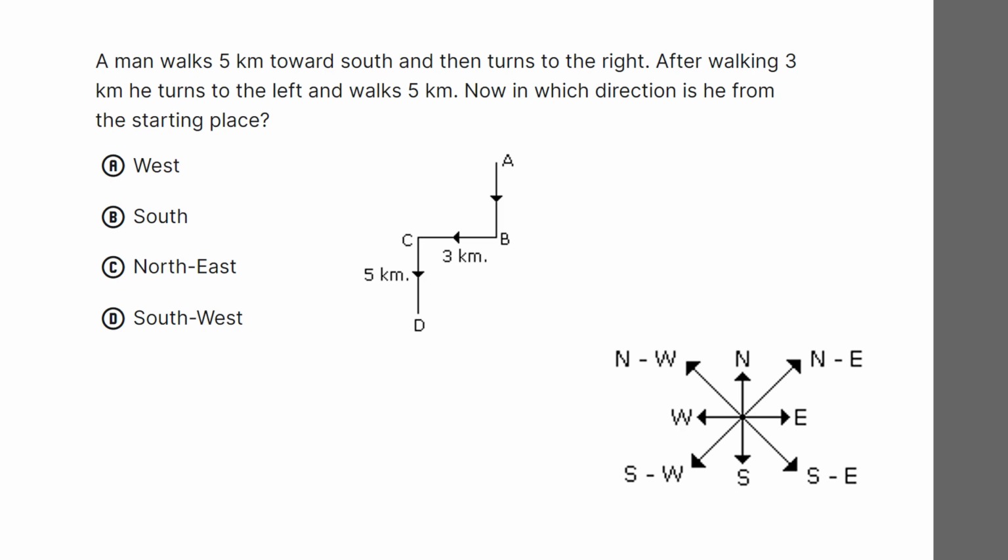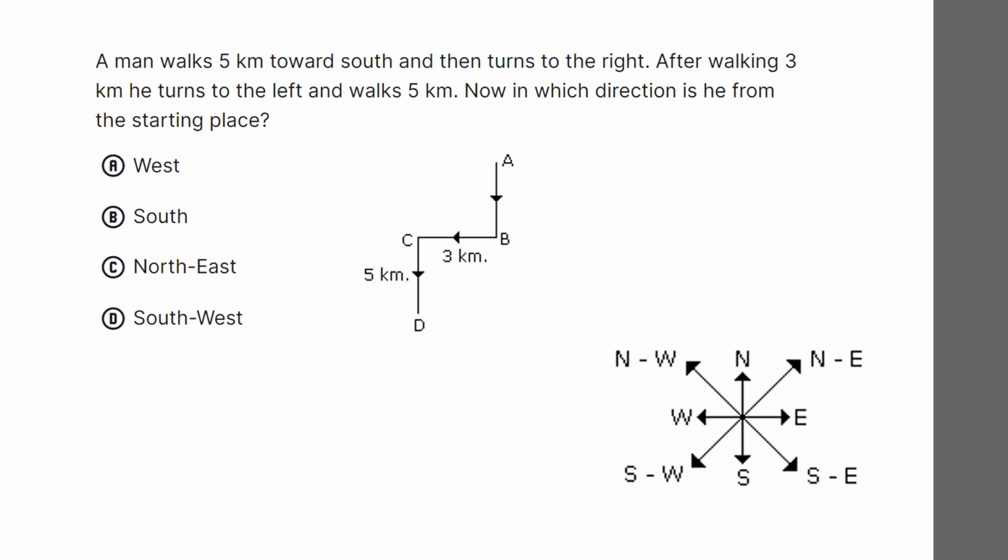It means that from B, again the person is moving towards C and walking around 3 kilometers. He turns to the left and walks 5 kilometers. Again from C, taking left, he walks until 5 kilometers and reaches D position. Yes, so this is the basic diagram which we are able to trace using the sentences given.